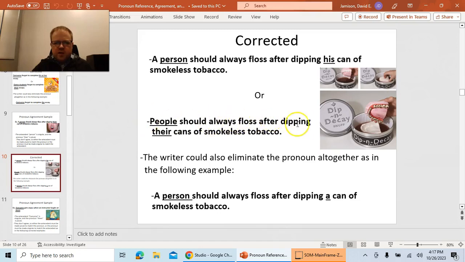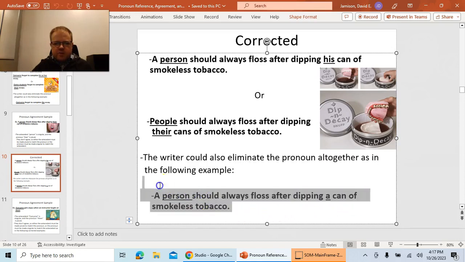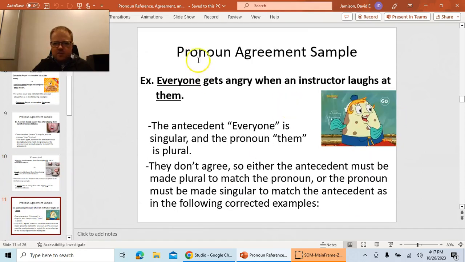People should always floss after dipping their cans of smokeless tobacco. You could also eliminate the pronoun altogether. A person should always floss after dipping a can of smokeless tobacco. Delicious. All right.